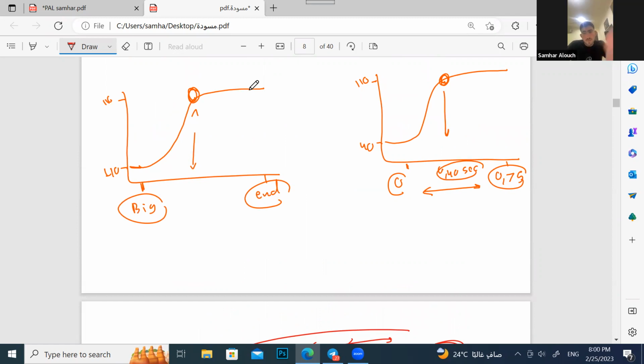Ilha, what do you say? We reach the max, exactly. This is correct. Why? Because as I said, we don't need the whole length and the whole time to reach the max. We just need 0.4 seconds, 0.40 seconds.